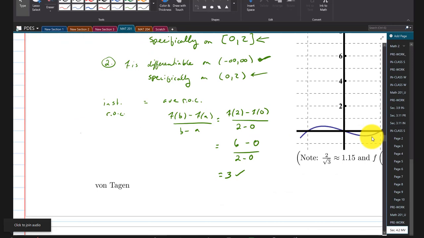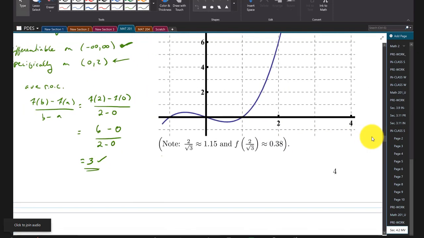And what would be the instantaneous rate of change? Well, if we find the derivative of this function, the derivative is 3x squared minus 1. That's our formula for the instantaneous rate of change, right? So what I'd like to do now is let's set the instantaneous rate of change formula equal to the average rate of change that we computed. So let's do that now. So we're going to set 3x squared minus 1 equal to 3, and let's solve for x.